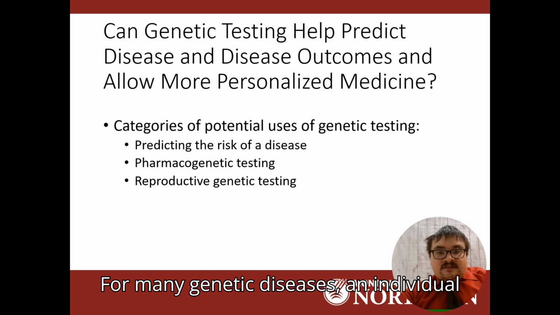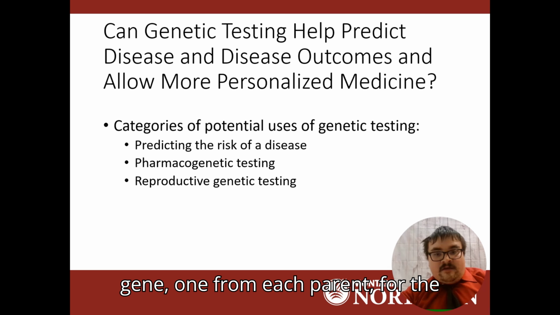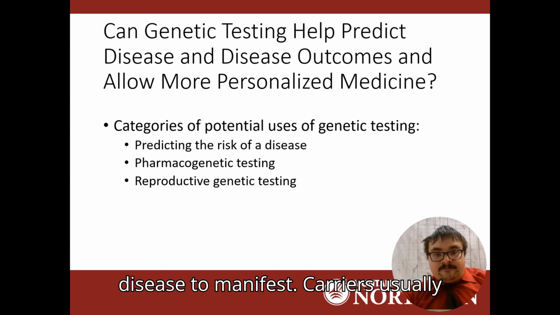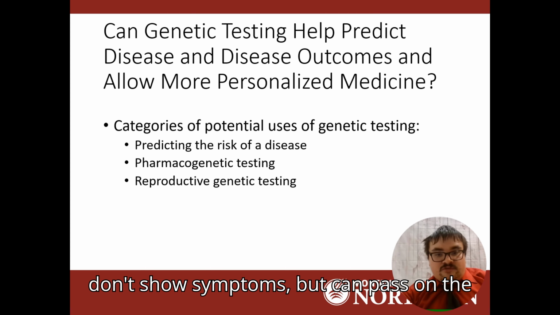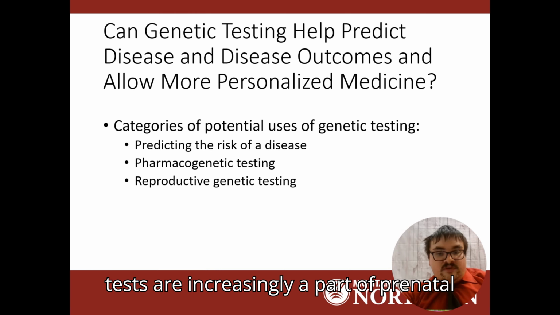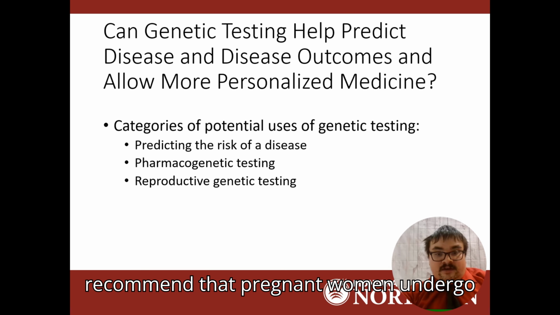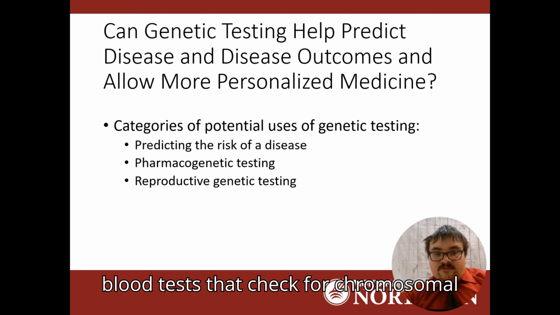So for many genetic diseases, an individual needs to inherit two copies of the mutated gene, one from each parent, for the disease to manifest. Carriers usually don't show symptoms, but can pass on the mutated gene to their children. And these tests are increasingly a part of prenatal care. For example, many health providers recommend that pregnant women undergo blood tests that check for chromosomal disorders.